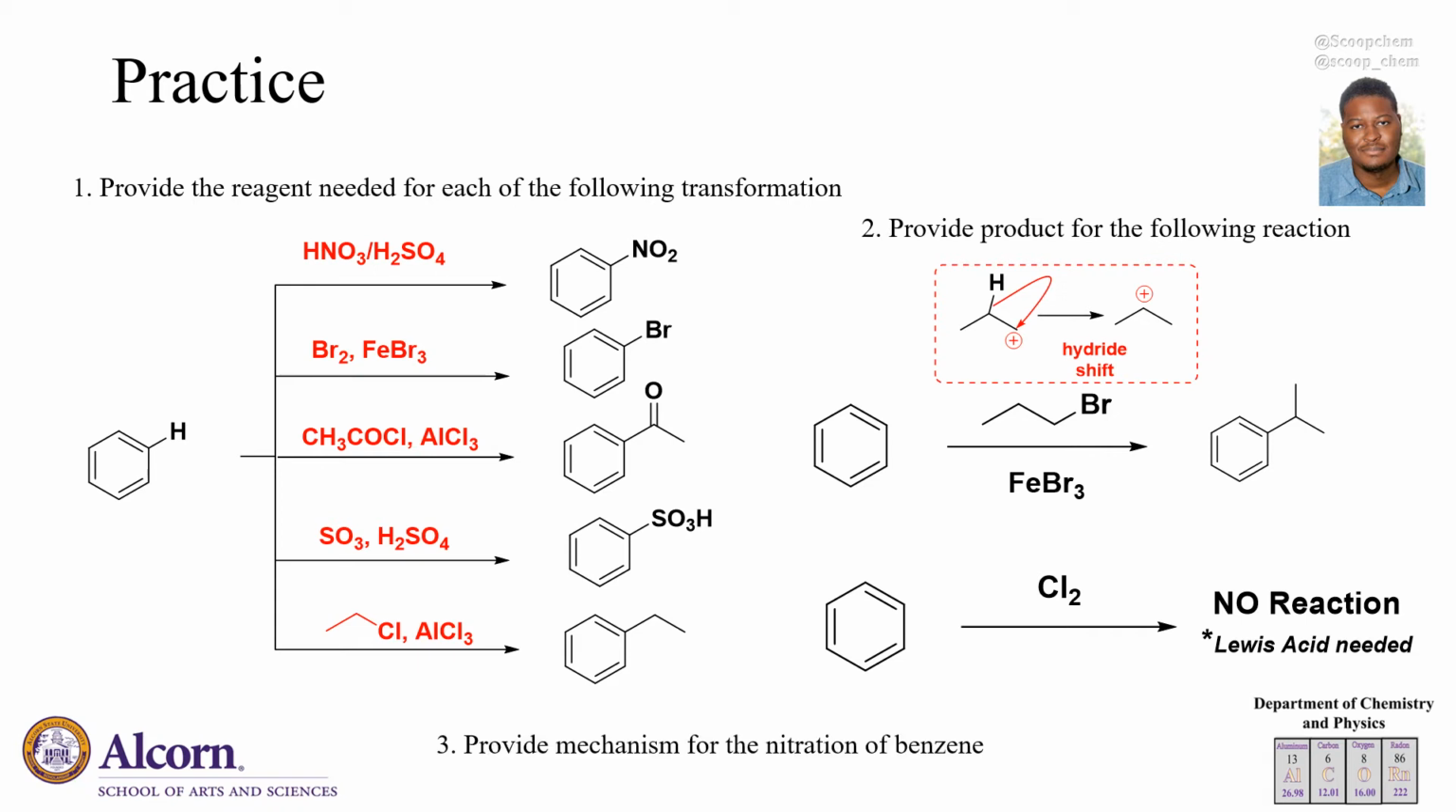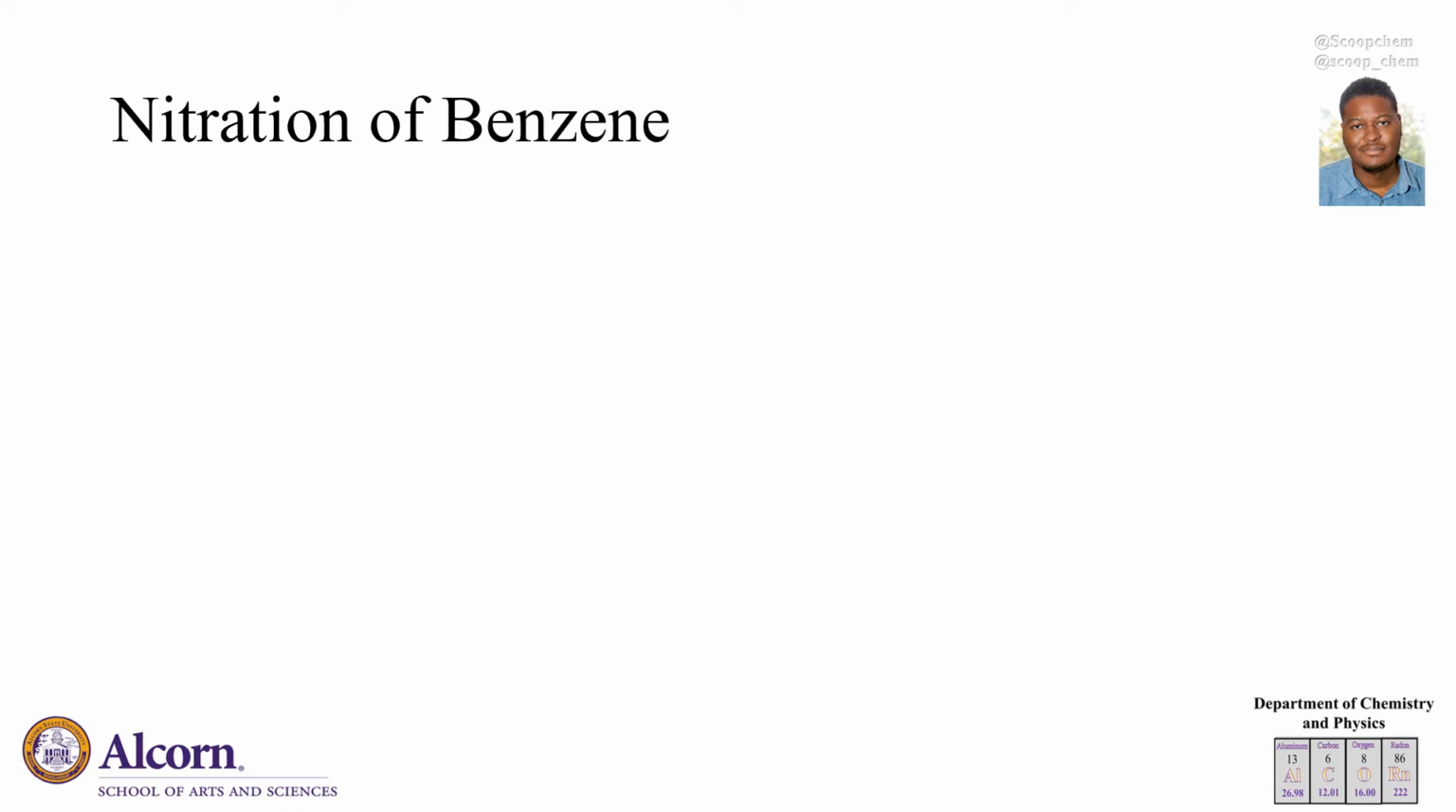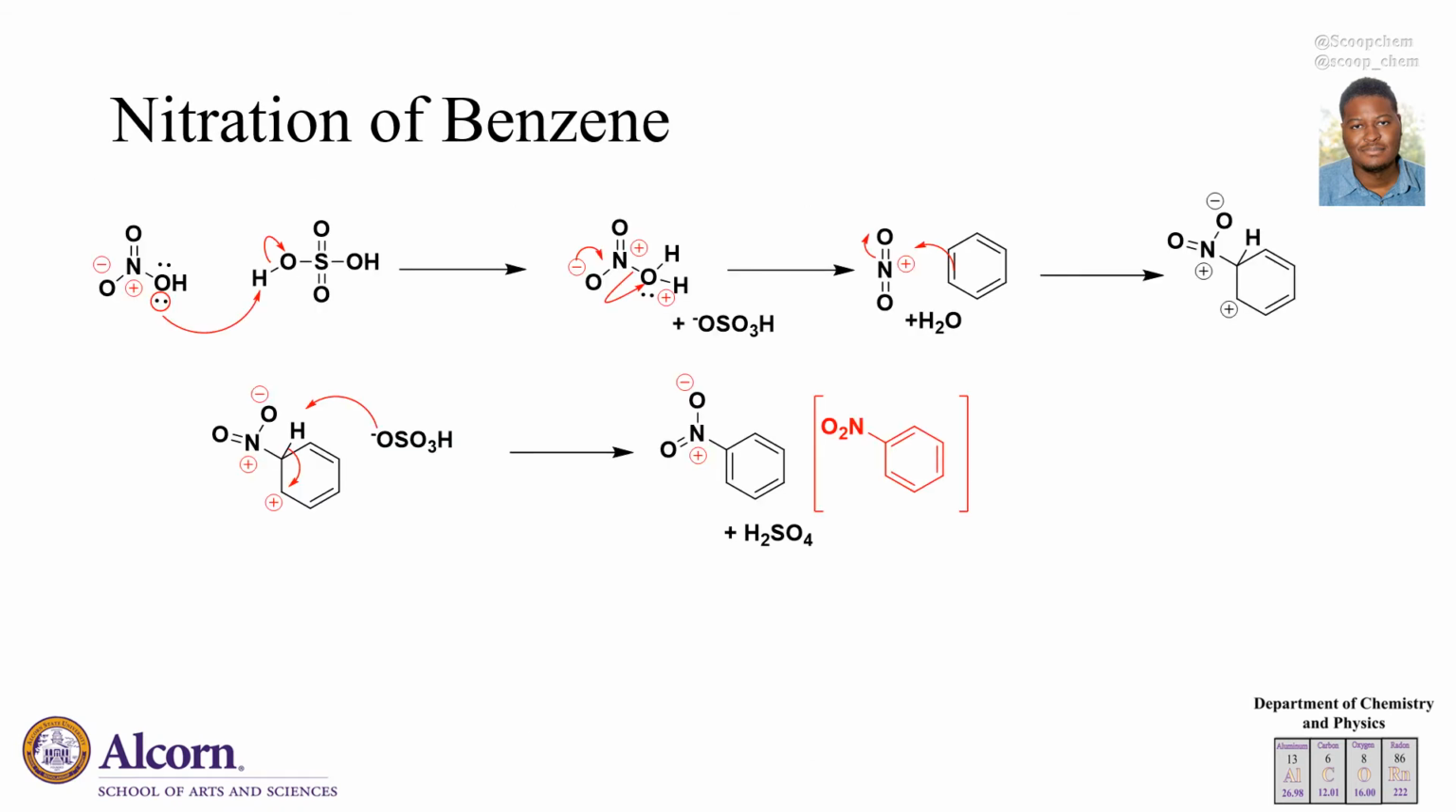And for the last practice problem, can you guys provide the mechanism for the nitration of benzene? If you need time, please pause now. Okay, let's cover the nitration of benzene. First up, protonation of nitric acid to form an oxonium cation. The lone pair from a neighboring oxygen donates to make a bond while kicking off water. Okay, so now I form my nitronium cation.